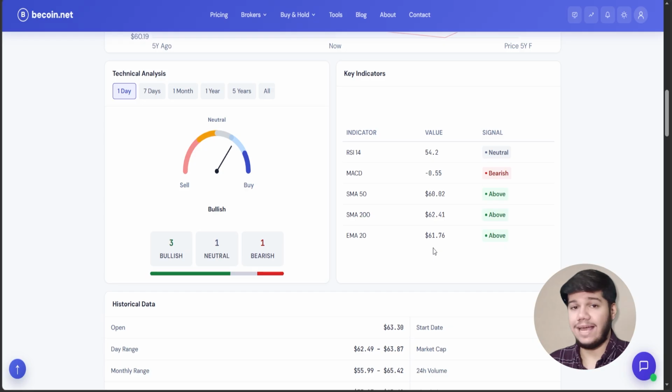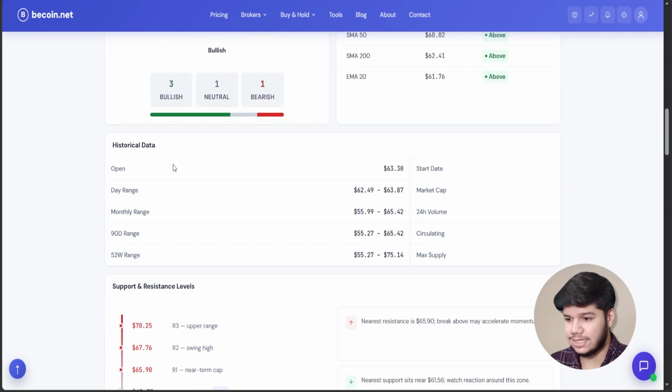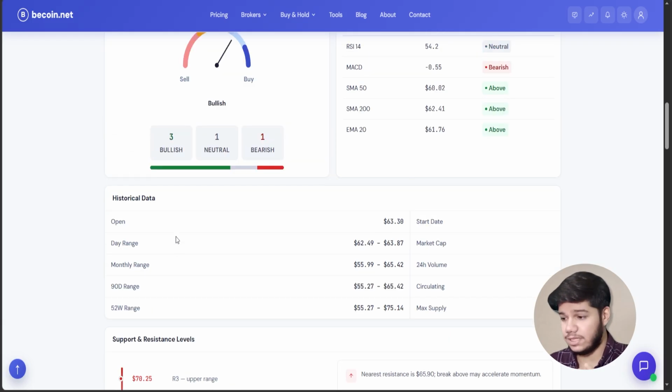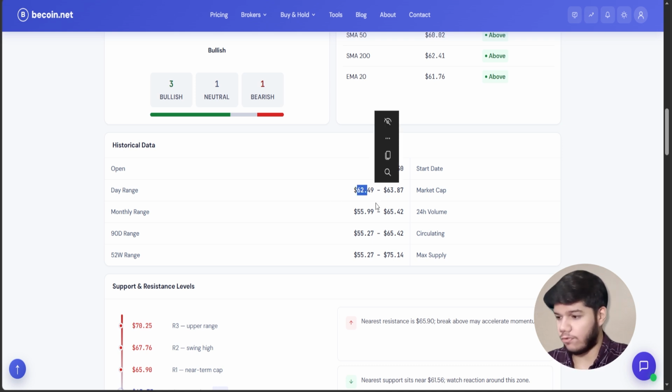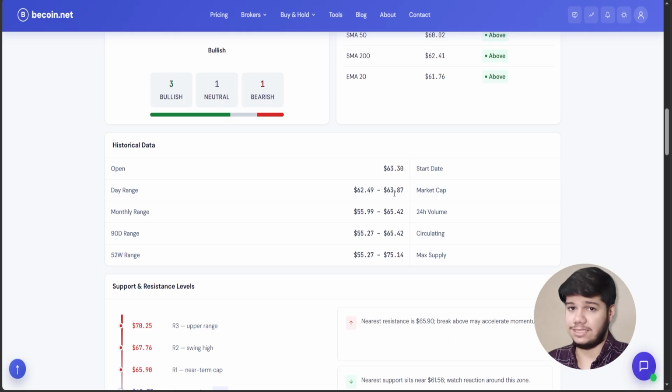But still, the price is range bounded between 61.13 and 61.57, which is still a range-bound market. Here you can see the historical data: the open range, the day range, the monthly range, the 90 days range, and the 52 weeks range. Now let me tell you, you guys can use these ranges to trade. Now do not use exactly this kind of thing, but take it as an important confluence. If you see, the daily range is between 62.49 and 63.87.